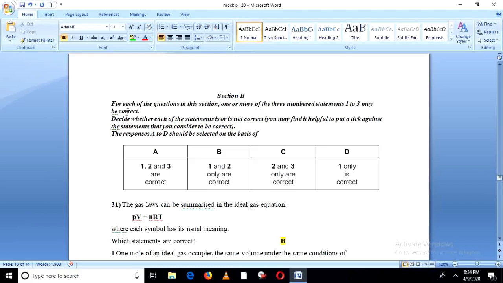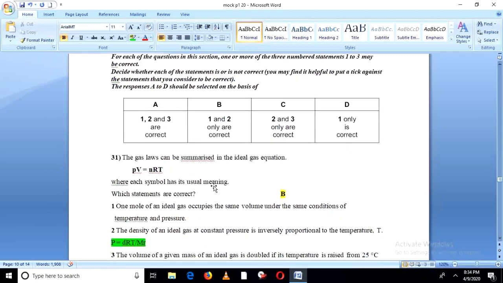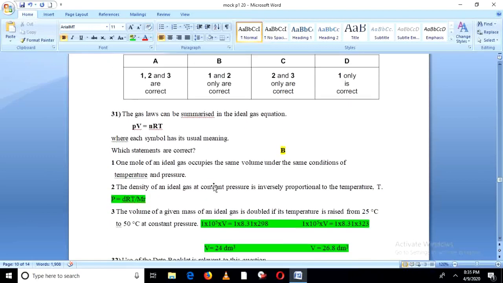For the solution purpose, let's have a look at the questions. For each of the questions in this section, one or more of the 3 numbered statements, 1, 2, 3, may be correct. Decide whether each statement is or is not correct. You may find it helpful to put a tick against the statement that you consider to be correct. The responses A to D should be selected on the basis of this table. So this is the table on the basis of which we have to attempt these MCQs.